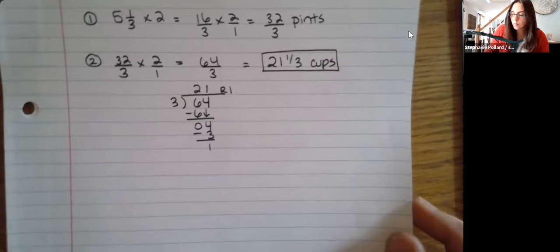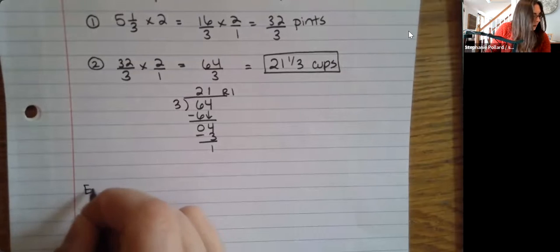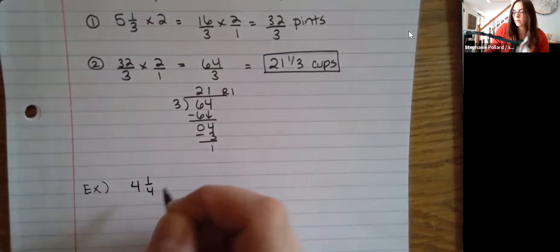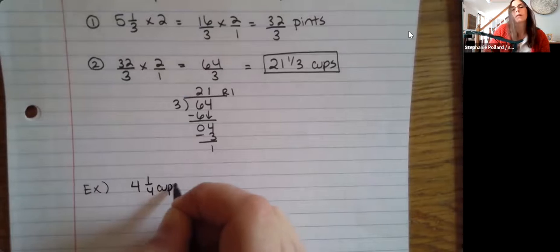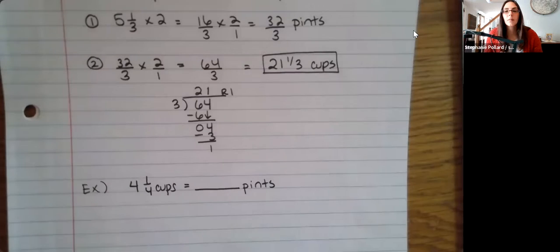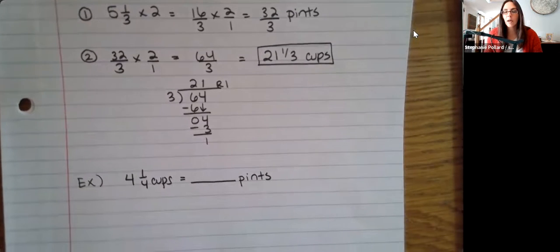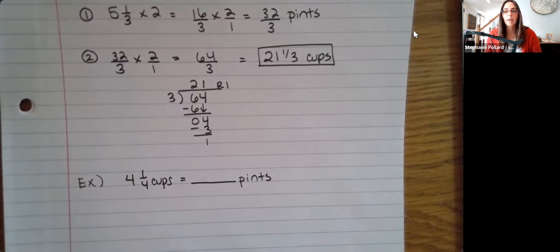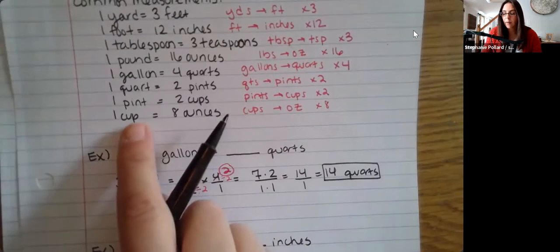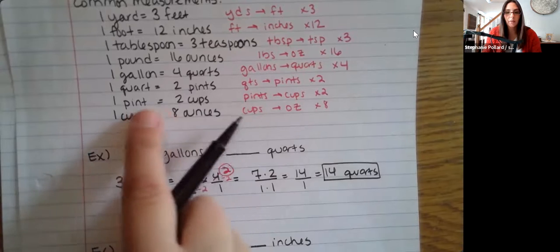All right, and let's do one more example here. So I have 4 1/4 cups, and I want to go to pints this time. So in this case, if we look at our chart, I have pints to cups right here, so I do have that conversion.